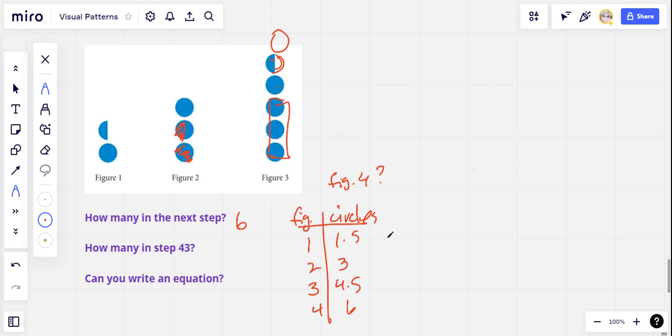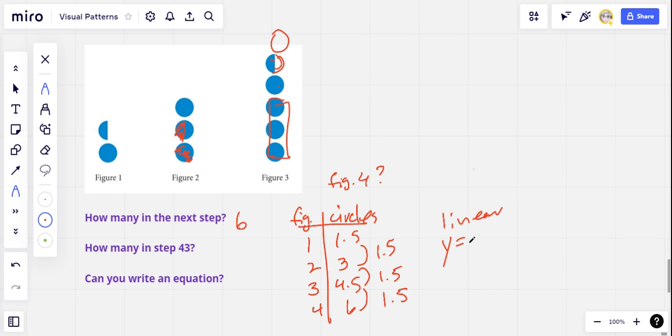And then when we analyze the numbers in a pattern, we take the differences between each step. So 3 minus 1.5 is 1.5. 4.5 minus 3 is 1.5. And 6 minus 4.5 is also 1.5. We are getting the same number, a constant, for our difference. That means it's a linear pattern. And maybe you guessed that already.